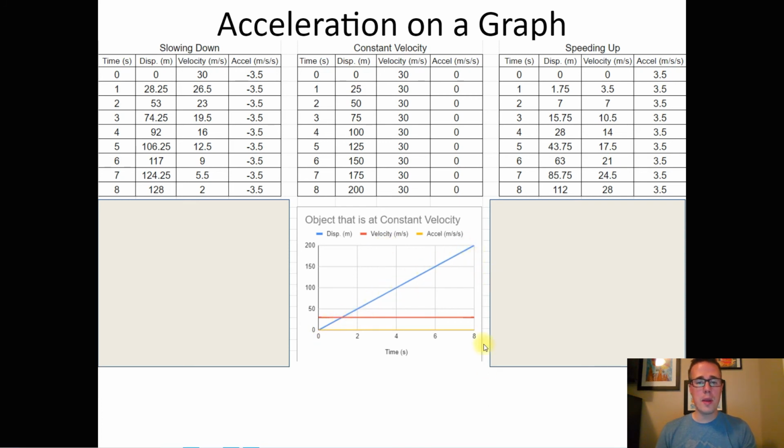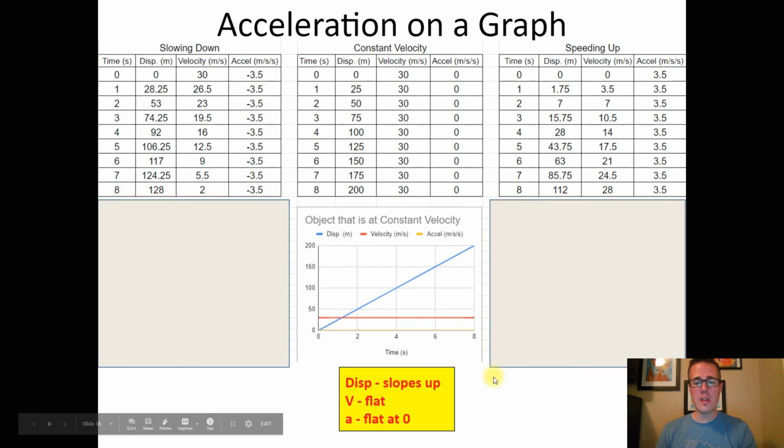Again, this should be on your paper as well as these notes underneath. So for a constant velocity graph, the displacement slopes up, your velocity is flat, and your acceleration is flat at 0. This is a good reminder to have for this type of graph that you'll see often.